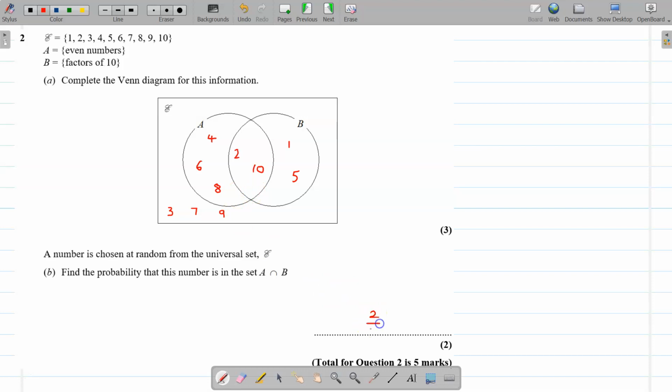So it's 2/10. You can write it as 1/5 if you want, or 20%, or 0.2, but we tend to just keep it simple. And in probability, they don't require you to simplify fractions, so just leave it like that.